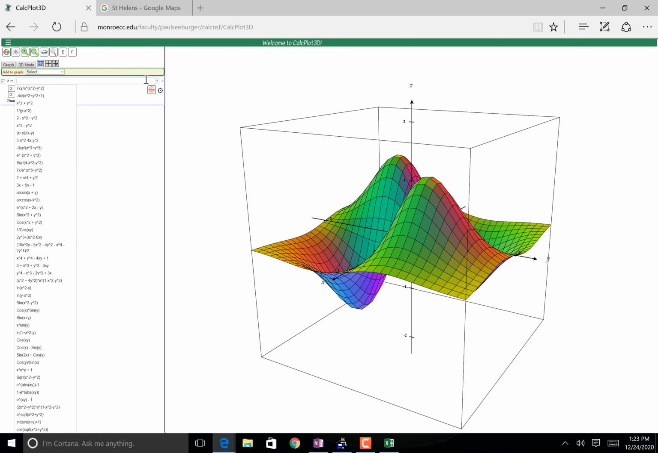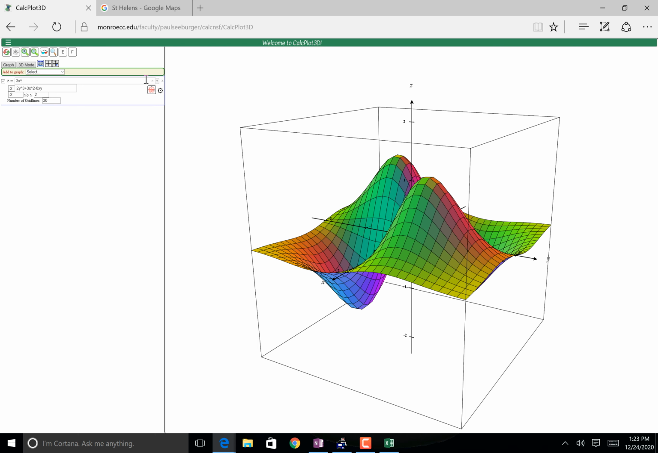And it was 3x to the third times y divided by parentheses 2x to the fourth plus y to the fourth. I think I see what I'm doing wrong there in that regard. I guess it should have been 6x, I believe. That makes me happier, I think.